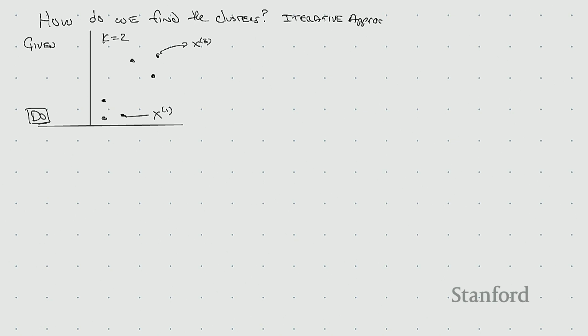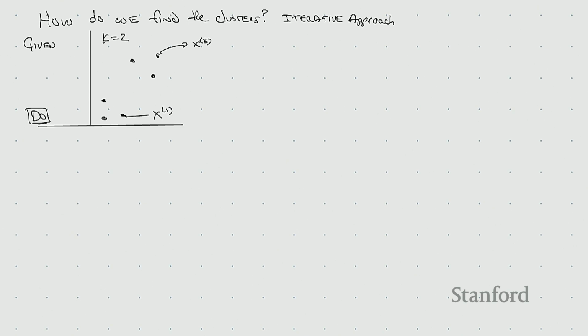So how does it work? Okay, so here's the idea. We're going to start by randomly picking cluster centers. And then the way we're thinking about K-means is, we're going to try and find our clusters as described by 2 cluster centers.